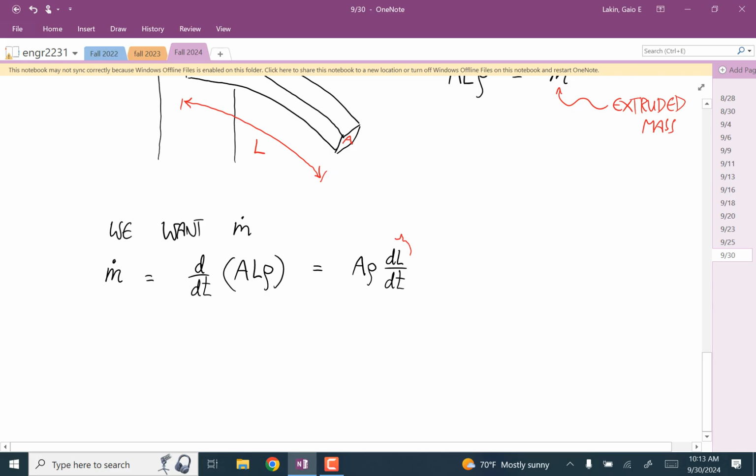Well, dl dt is just the speed. The density is 1 over specific volume. The only reason we're changing the specific volume from density is because specific volume is something that's given in these property tables. So it's more convenient for us to use this. And so this comes out to be AV over little v.